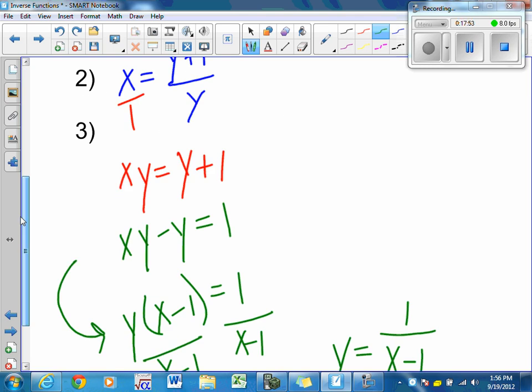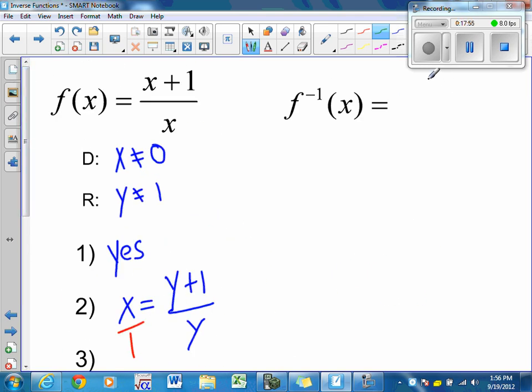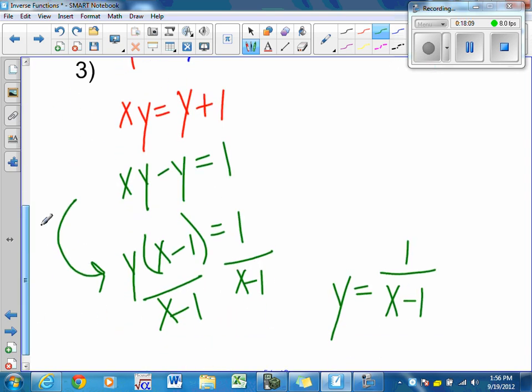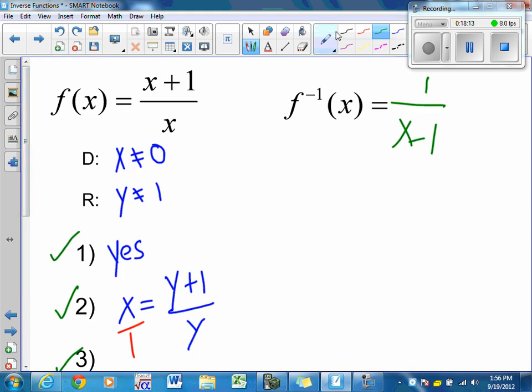So what is my inverse function then? My inverse function is 1 over x minus 1. So my steps: 1 to 1, check. Switch x's and y's, check. Solve for y, check. Now let me show you something kind of interesting here.